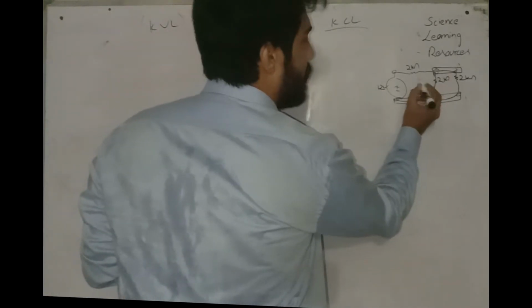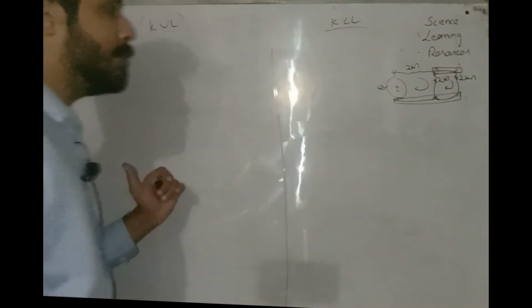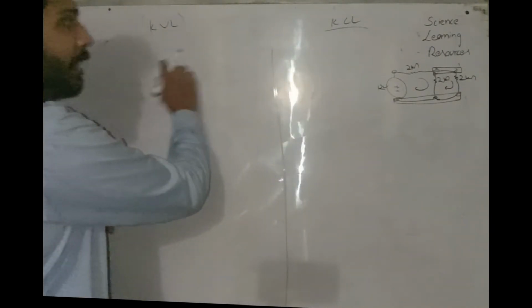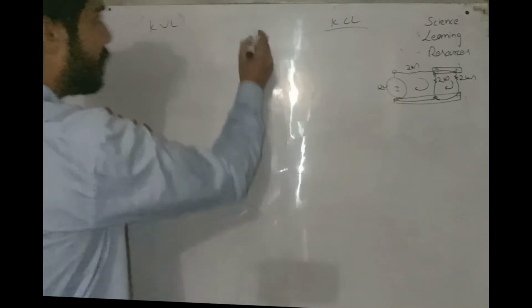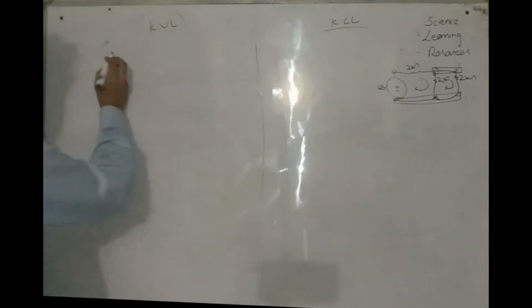So from this I know that I have to draw 2 loops. One loop here and one loop here. In my previous video I used the clockwise direction and I am sticking to it. So by applying KVL, the first thing I see is minus 12 volts, so I write minus 12.